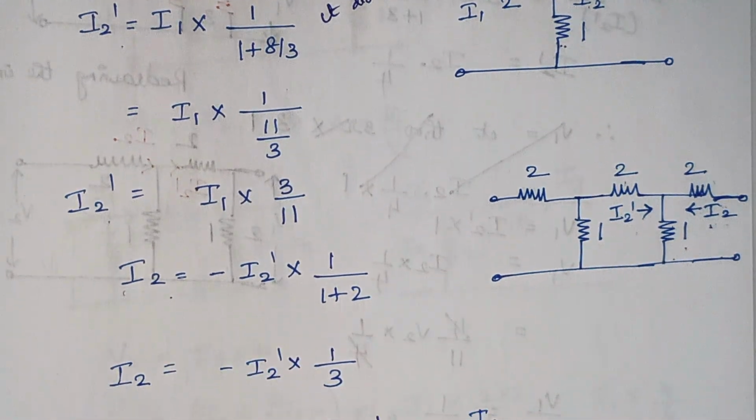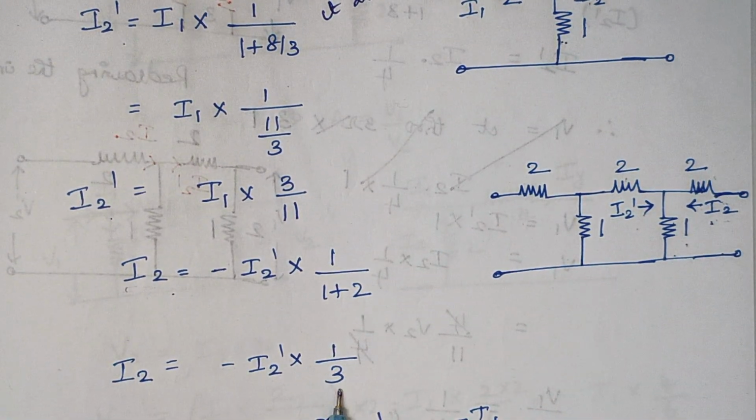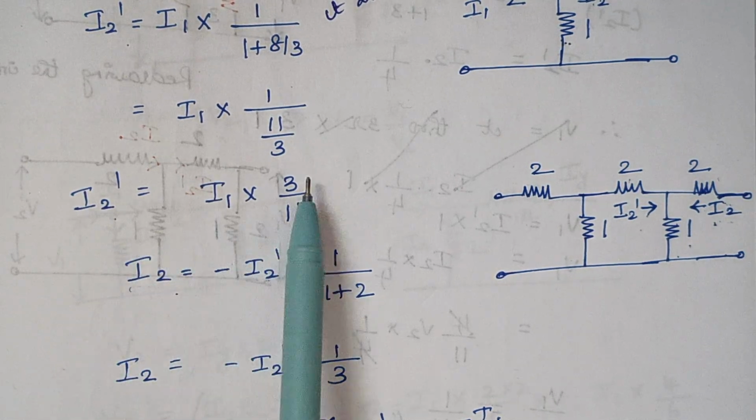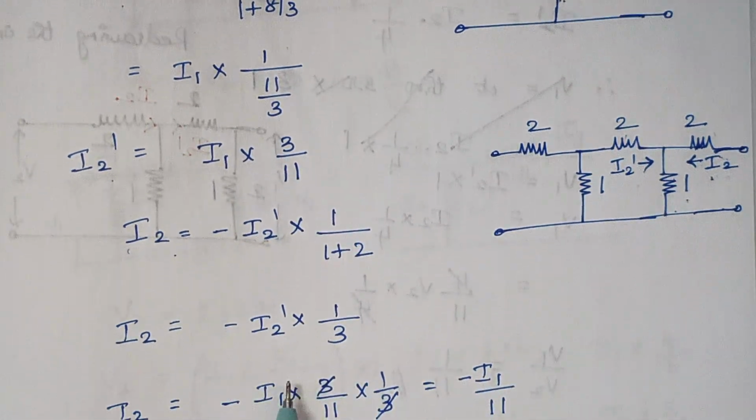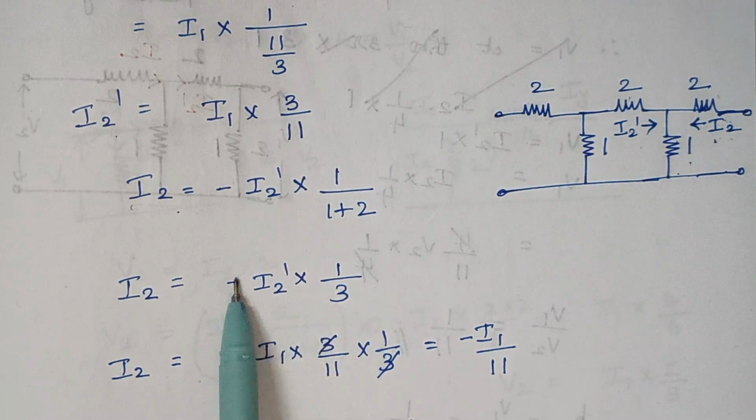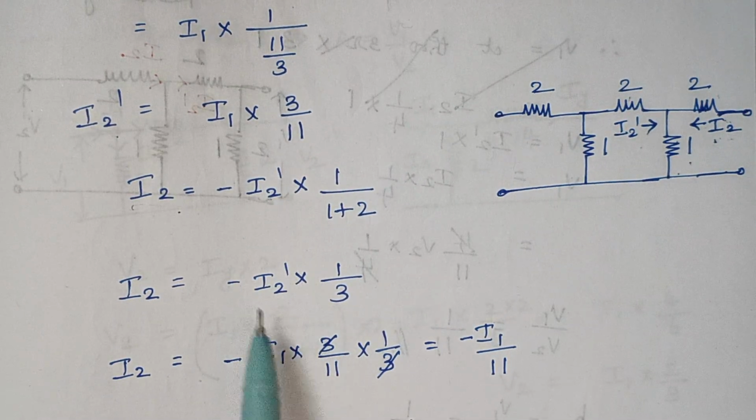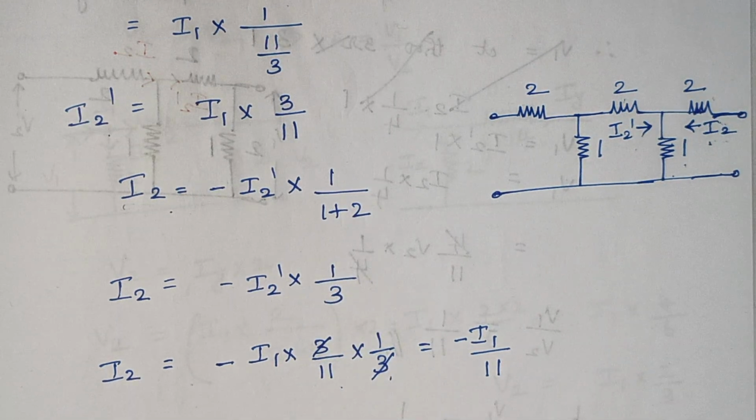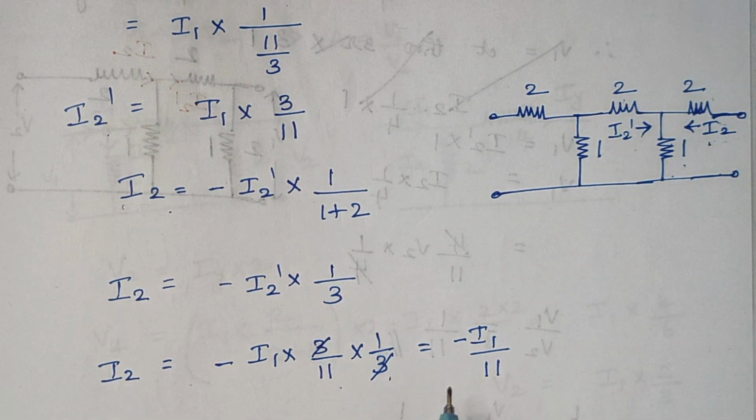So again when you solve here we get 1 by 3, and what is I2 dash? I2 dash is nothing but I1 into 3 by 11. So just substitute the values. Write this minus sign here, and I2 dash is I1 into 3 by 11, and here this 1 by 3. Now this 3 and 3 get cancelled, and here we have minus I1 by 11.